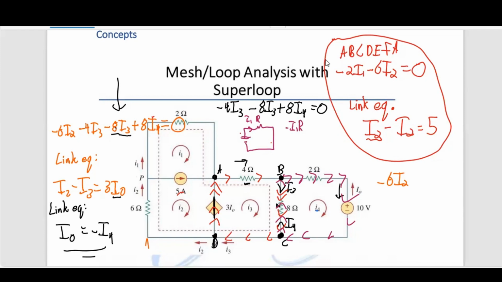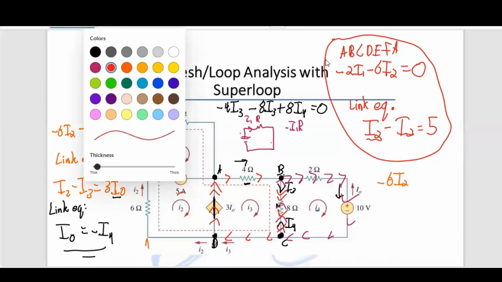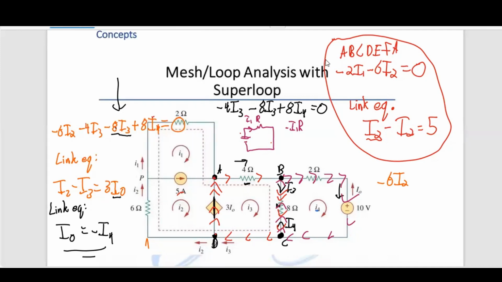So since I need the I3 loop, which is the red, I'm starting from this A and going through it. I need I3 loop, so the voltage drop across this will be minus 4 I3. Real simple. Minus 4 I3. Now I add B. Now I'm going through it.